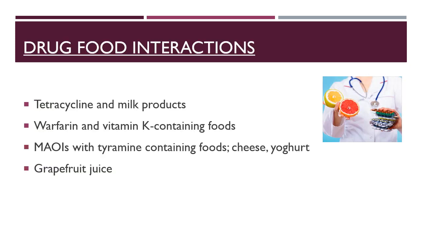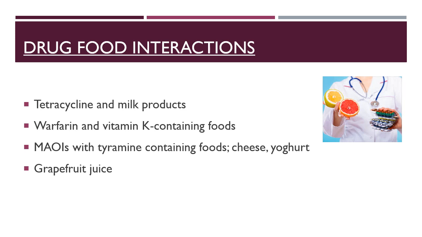Then interaction with food. If you give tetracyclines with milk products, their absorption will be affected. They are bound to the milk products, so their bioavailability will decrease. Next example of food interaction. You are giving warfarin as a blood thinner, and at the same time you are giving vitamin K containing foods. One is an anticoagulant and the other is vitamin K containing foods.